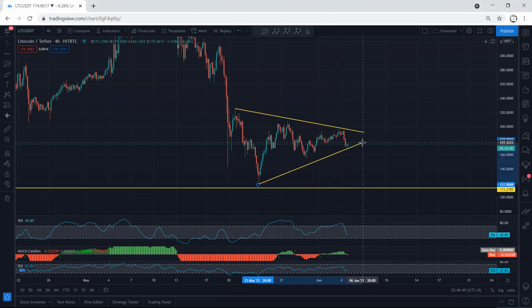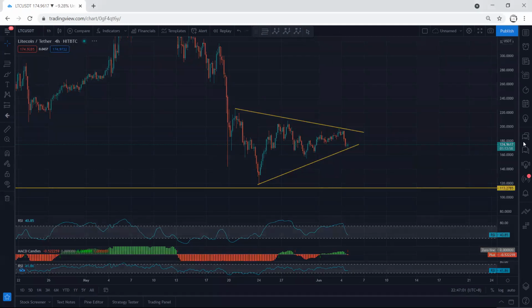Whether I put this one here or here, just now we leave this one here. It doesn't matter. It doesn't mean the price is not going to break this one. It can. Okay, again, it is indicative. We are not using the lines to look for trade.